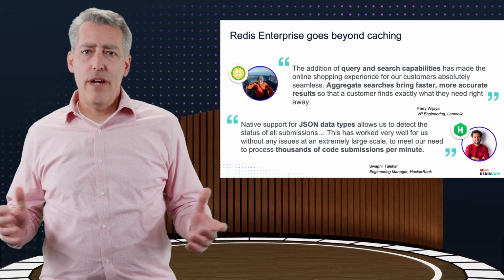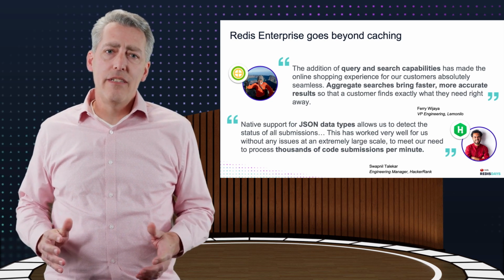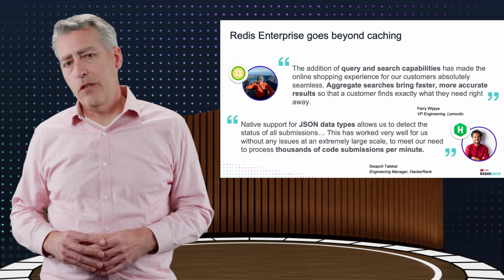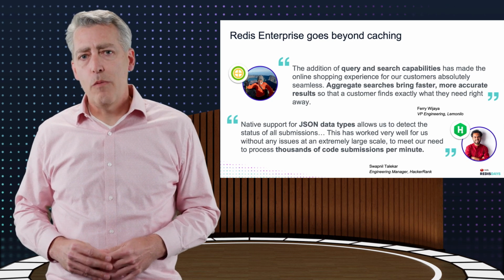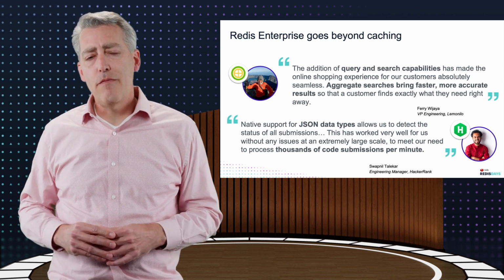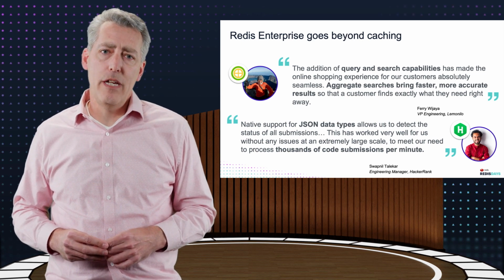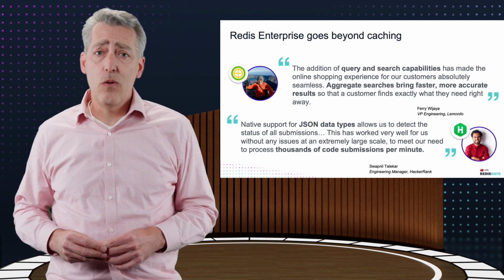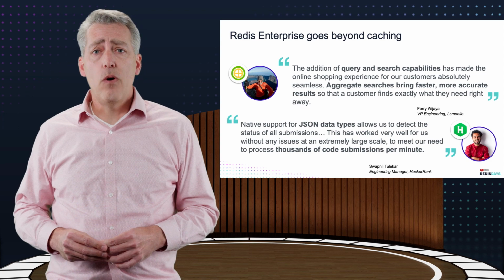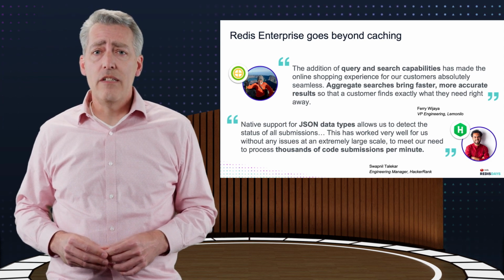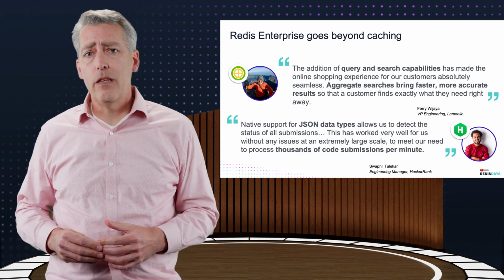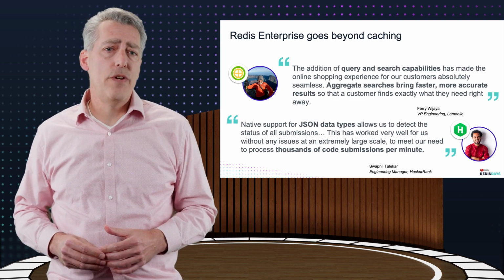Another favorite is HackerRank, a leader in pre-screening, technical assessments, and remote interviewing solutions for hiring developers. With more than 11 million developers on its platform, they needed an easy-to-use, fast, scalable, and reliable data platform. They chose Redis not only for their caching layer, but for all their real-time use cases, utilizing our native support for JSON to provide low-latency, real-time updates of user data.